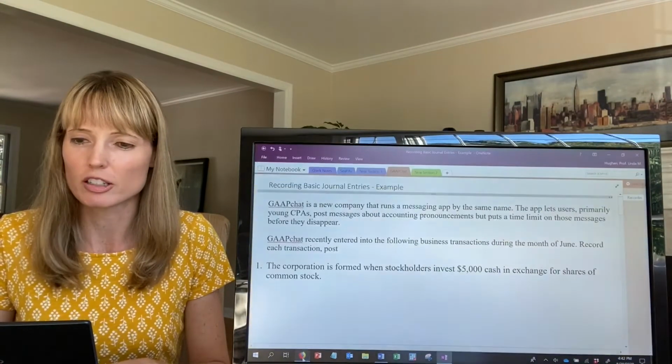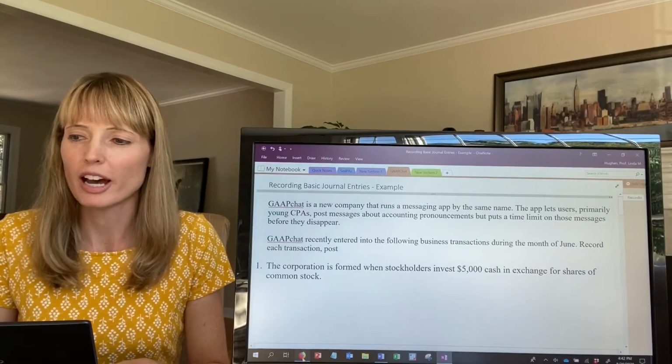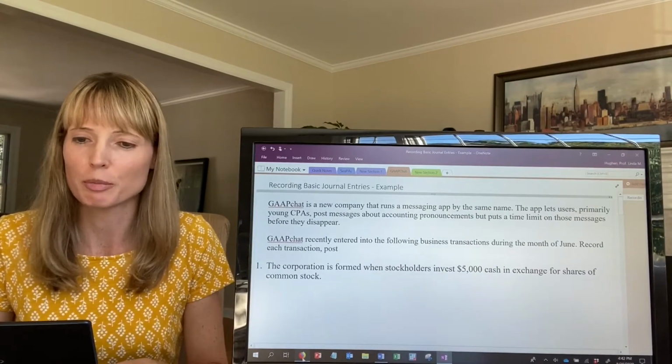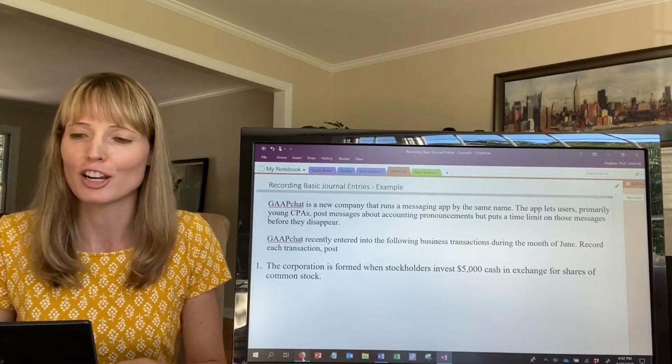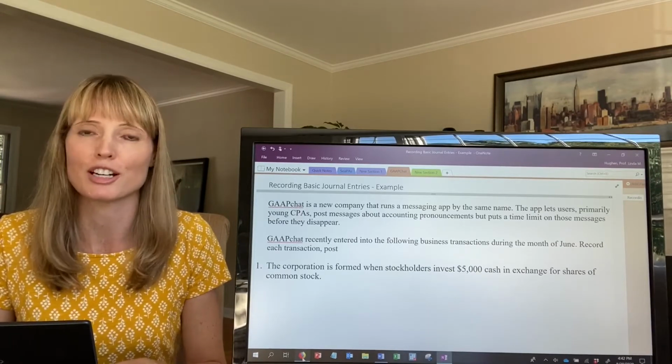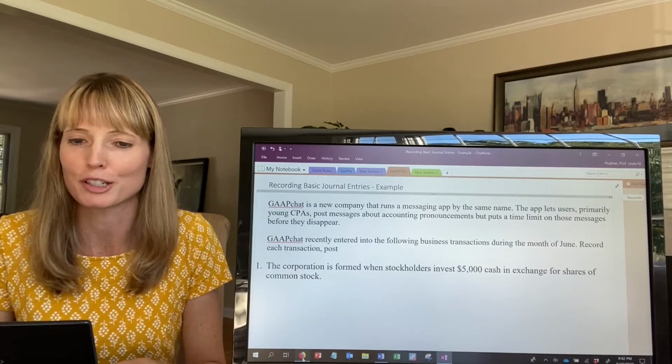It's a little bit like Snapchat, but the app lets users, primarily young CPAs, post messages about accounting pronouncements. But to protect the integrity of those messages, it puts a time limit on those messages before they disappear.